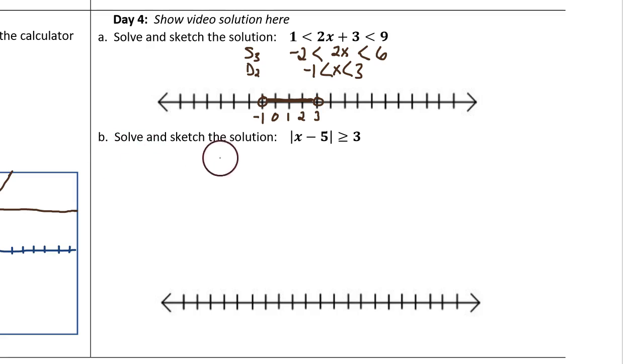Question B, solve and sketch the solution to this. This is an inequality that has an absolute value bar. To solve this algebraically, we're going to rewrite it like we did with an absolute value equation the other day. Take the expression that's inside the bars and say that it's greater than or equal to 3, like it tells you. But then write the word or. Take the expression inside the bars and say that it's less than or equal to -3.